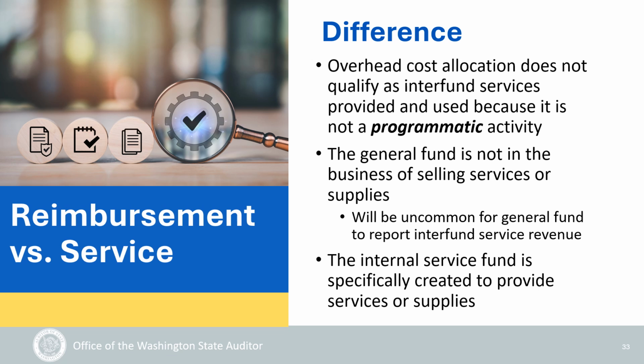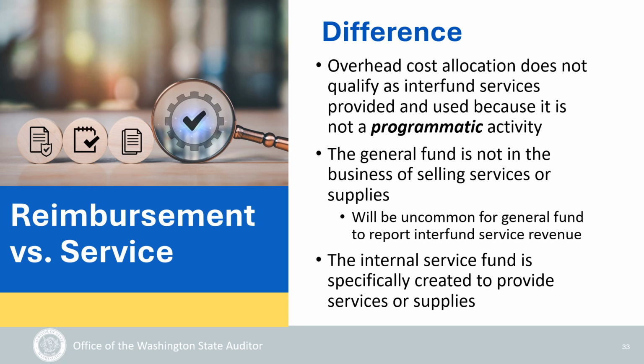You might be asking why these two scenarios are different. Why does the internal service fund get to report a revenue when the general fund does not? The answer is that cost allocation does not qualify as interfund services. It is not a programmatic activity. It's just moving the expenses from the original fund to the responsible fund. The general fund is not in the business of selling services or supplies. It is uncommon for the general fund to report a revenue when interacting with other funds.